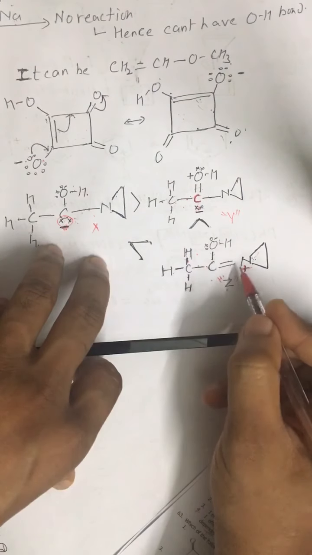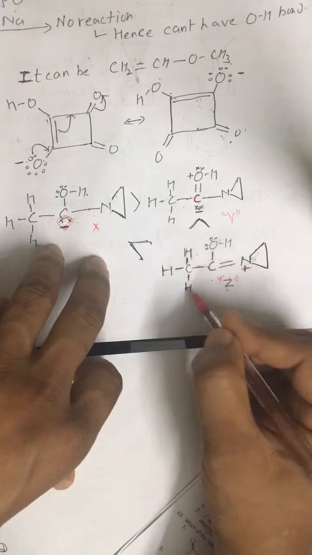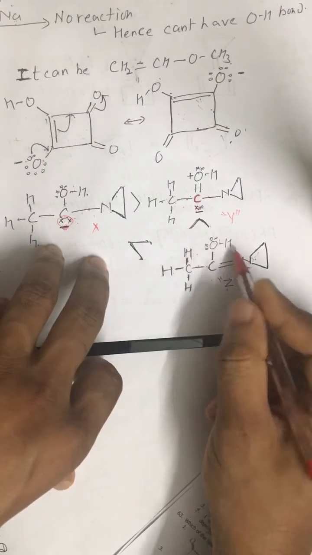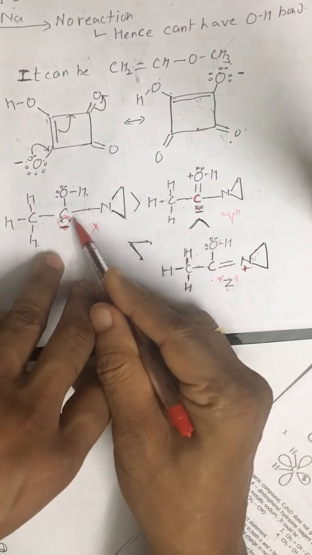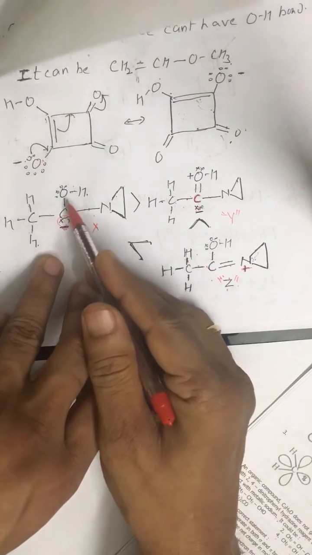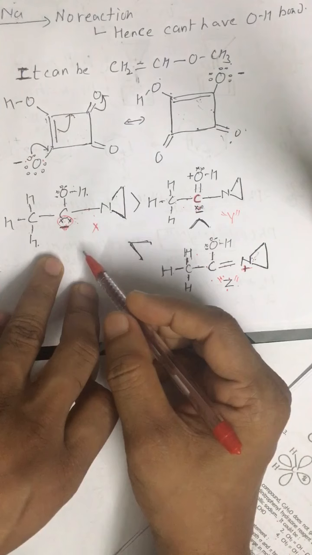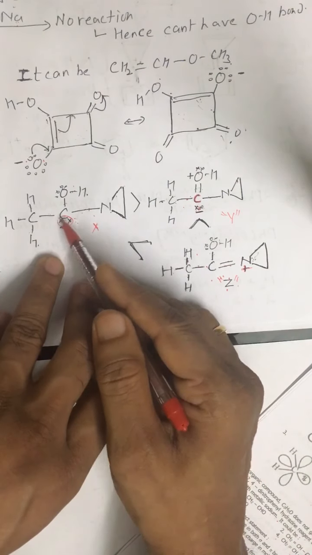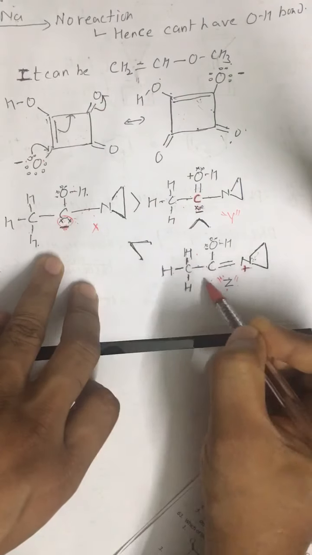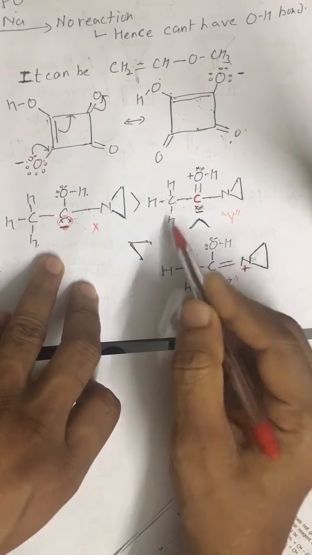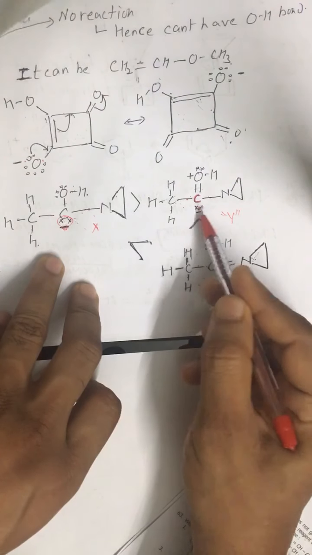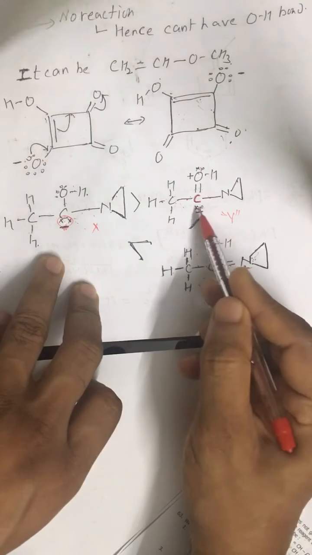Because we have all the atoms with a complete octet, and we have a greater number of covalent bonds. Here the problem is, all the atoms have a complete octet, but in the X structure the problem is we have fewer covalent bonds as compared to Z. And here the problem is carbon has an expanded octet, 10 electrons. So this structure is least stable.